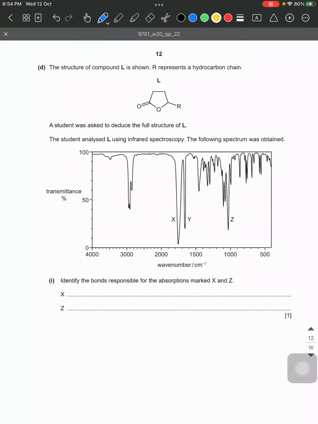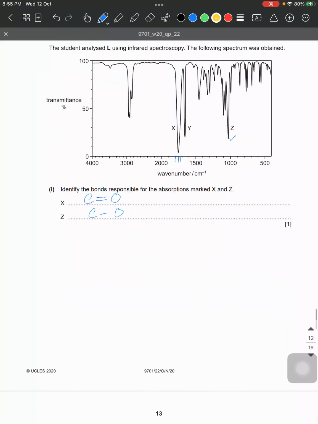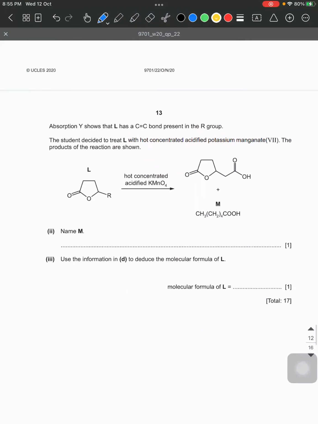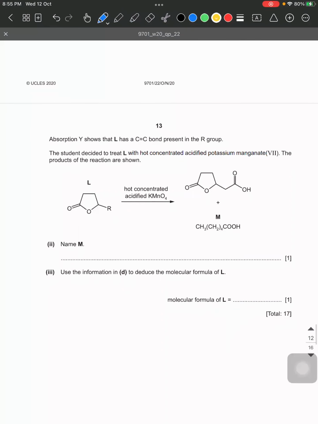We know that the absorption at 1740 is X, and X is always a carbon and oxygen double bond, right? If you talk about Z, it is nearly 1000. So definitely it should be a carbon and oxygen single bond. All right. Okay.